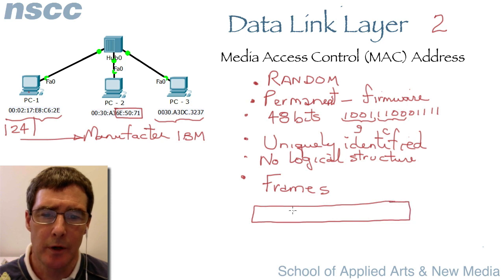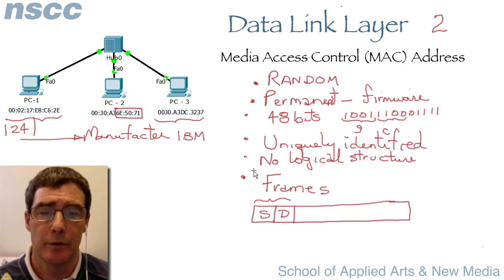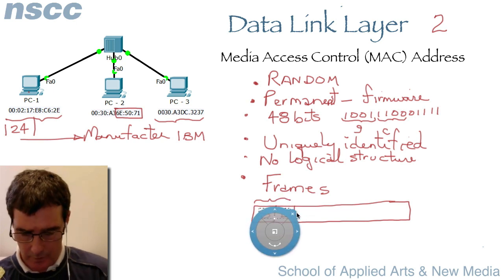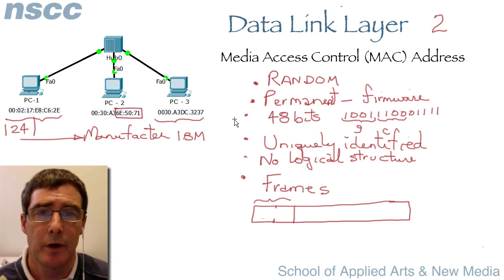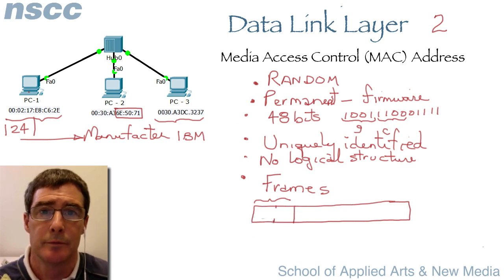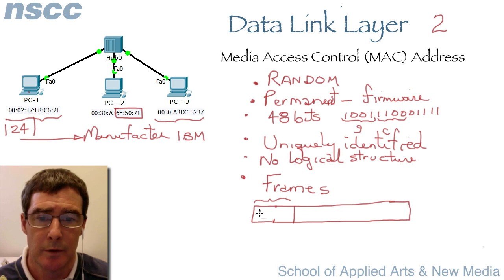A frame is constructed so that the first bits of information that come in from a frame are addressing information. Okay, and I'm going to use S and D for source and destination. I probably should reverse that. I'm not really sure which one goes out first, but for the purpose of our talk, we'll assume that the destination goes out first.